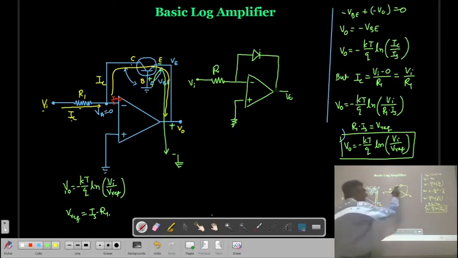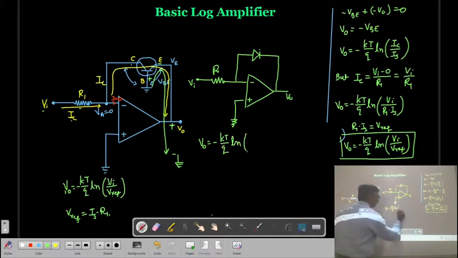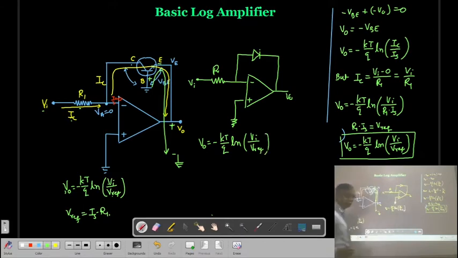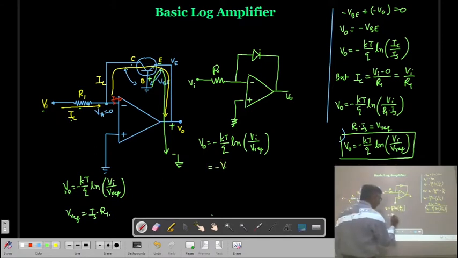So, instead of that, directly if we connect the diode, then in that case also you will find the output voltage is equal to minus kT by Q ln Vi by V reference. And already mentioned that kT by Q is also known as the thermal voltage. So, ln Vi by V reference you can write.